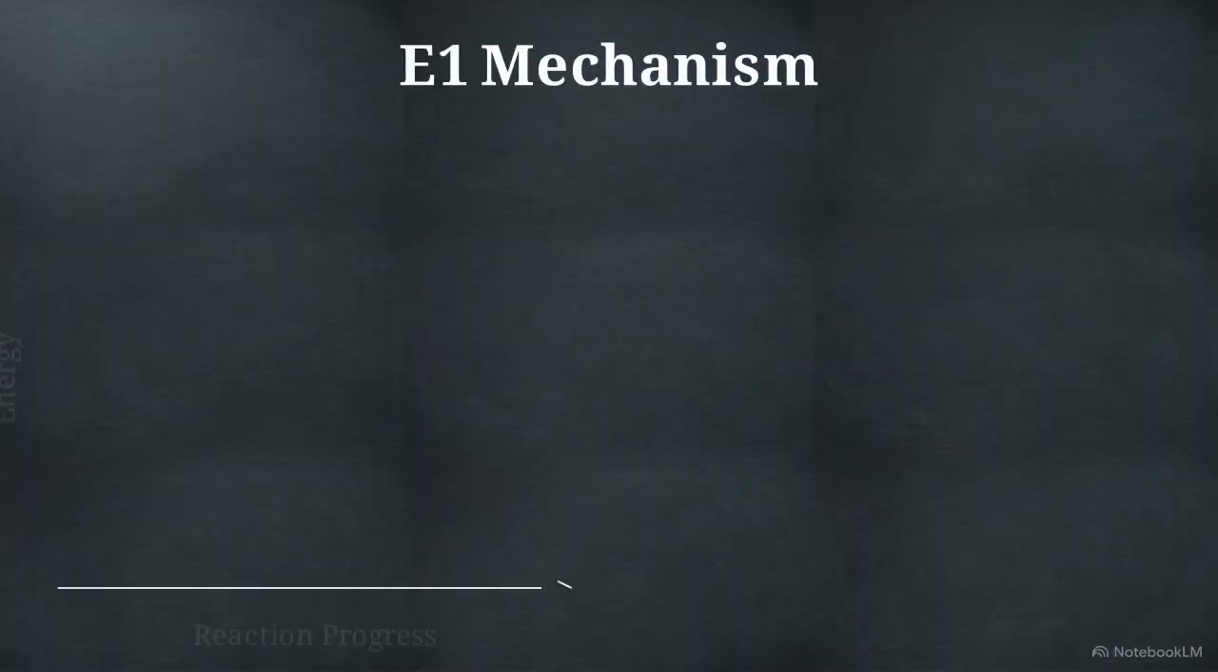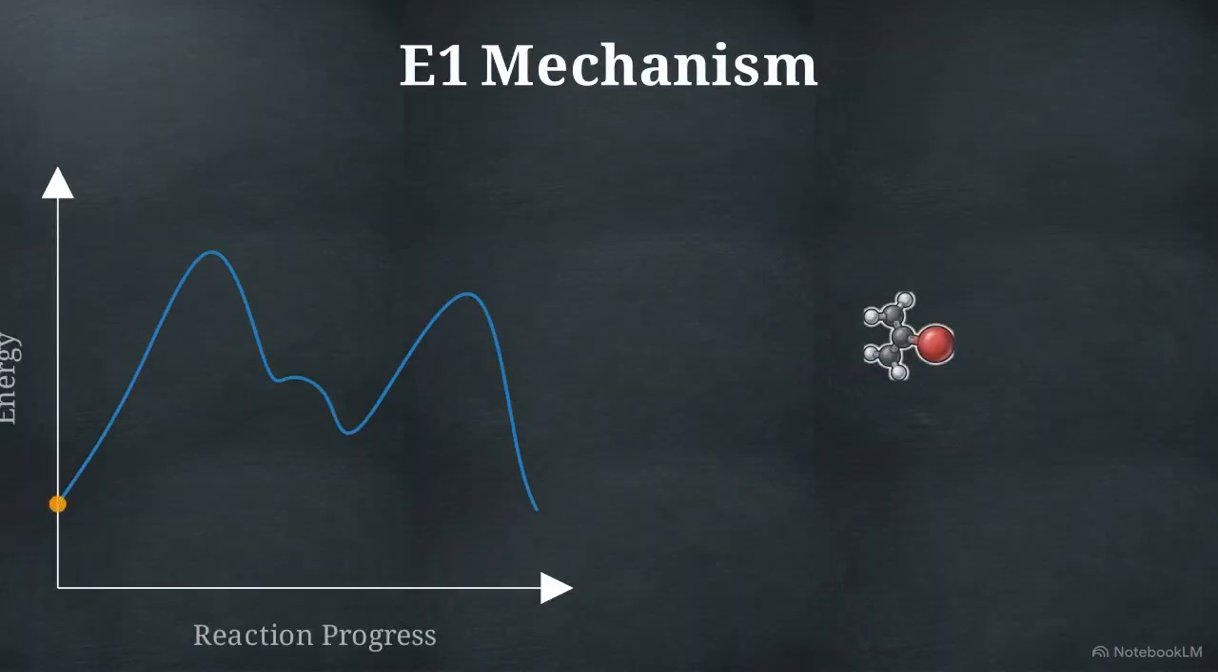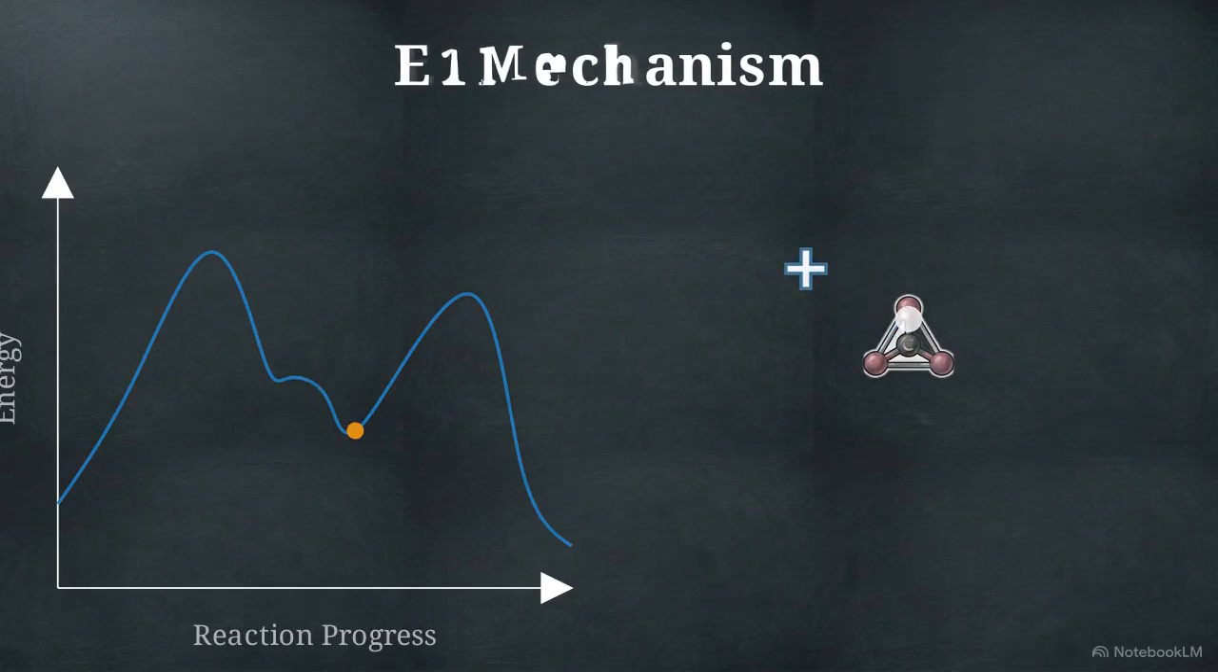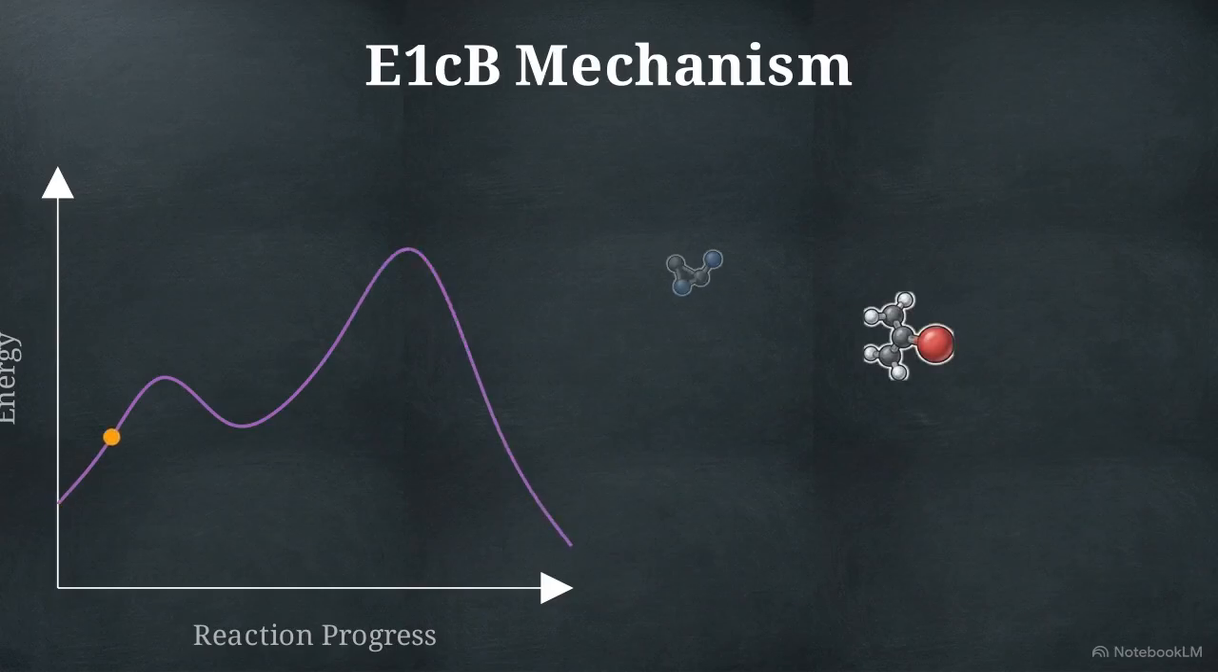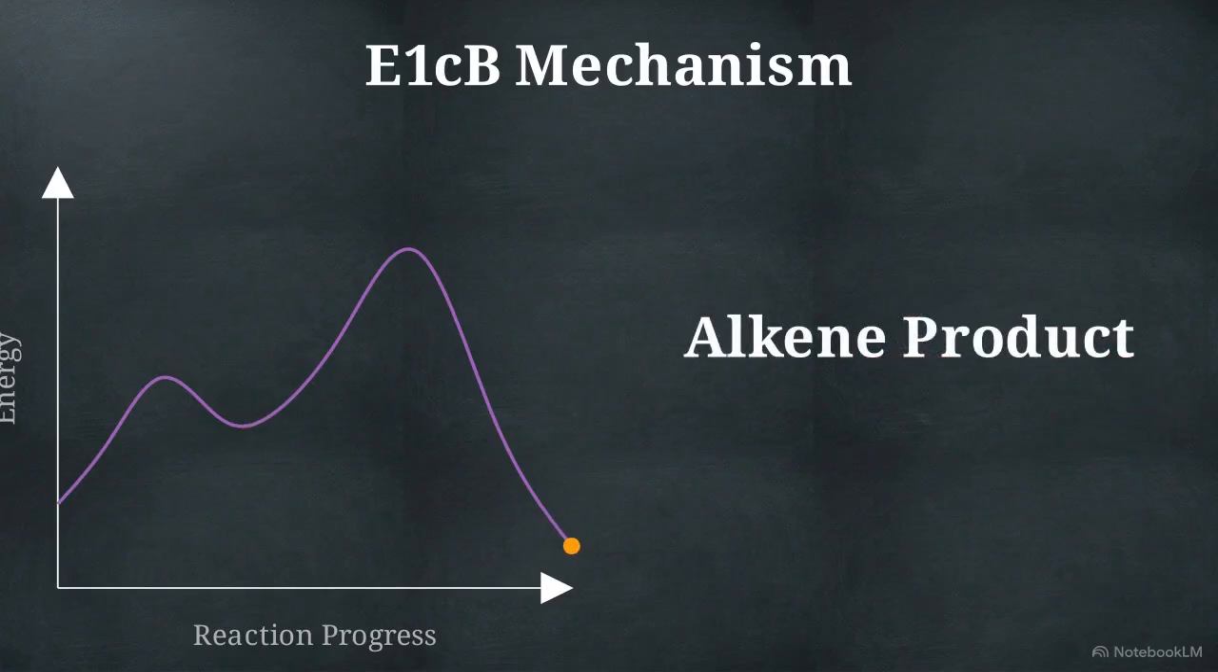Unlike the synchronized E2 pathway, the E1 mechanism is stepwise. It begins with the slow, rate-determining departure of the leaving group to form a planar carbocation intermediate. Because this carbocation is a discrete intermediate, the molecule can undergo structural rearrangements, like a 1,2 hydride shift, moving the positive charge to a stable tertiary carbon. The E1CB mechanism inverts the sequence. A base removes an acidic proton first, forming a stabilized carbanion, which then expels the leaving group.